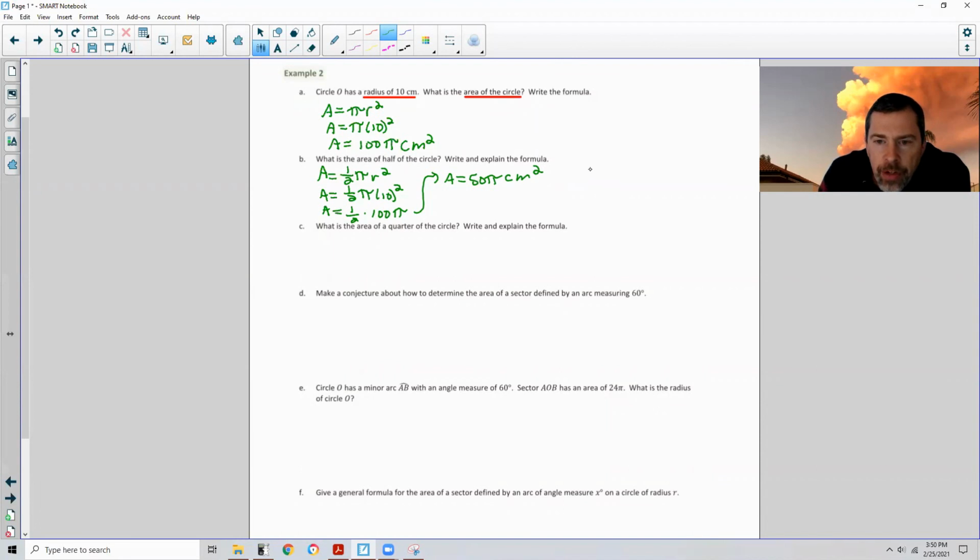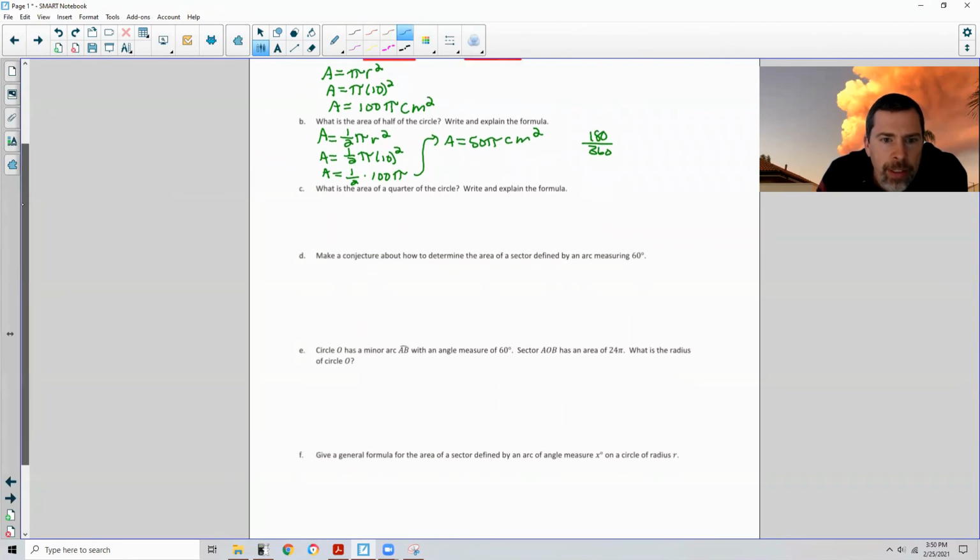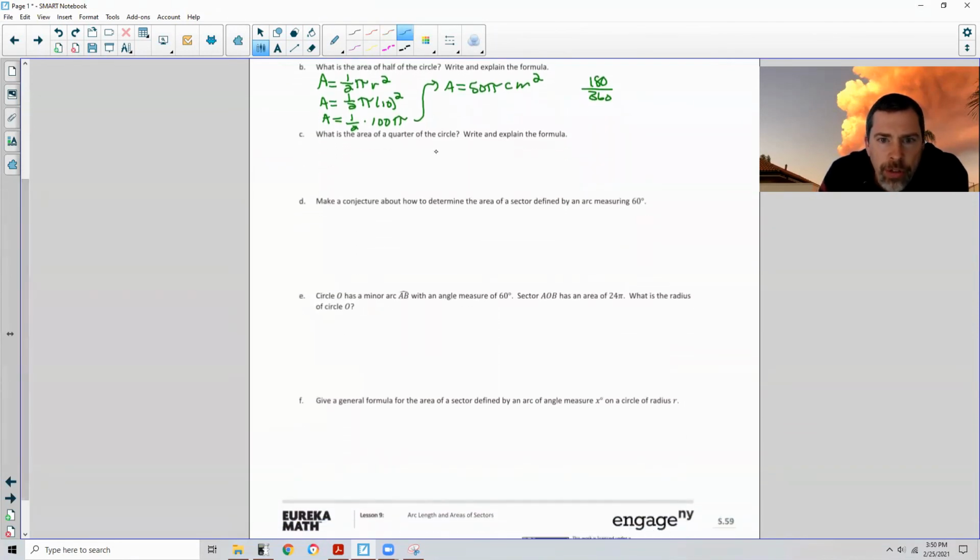And think of a half a circle as 180 divided by 360, half a rotation. So you go halfway around a circle, that is only 180 degrees. You go all the way around, it's a full 360. So it's 180 divided by 360, and 180 divided by 360 is a half. Okay, part C says, what is the area of a quarter circle? Write and explain your formula.